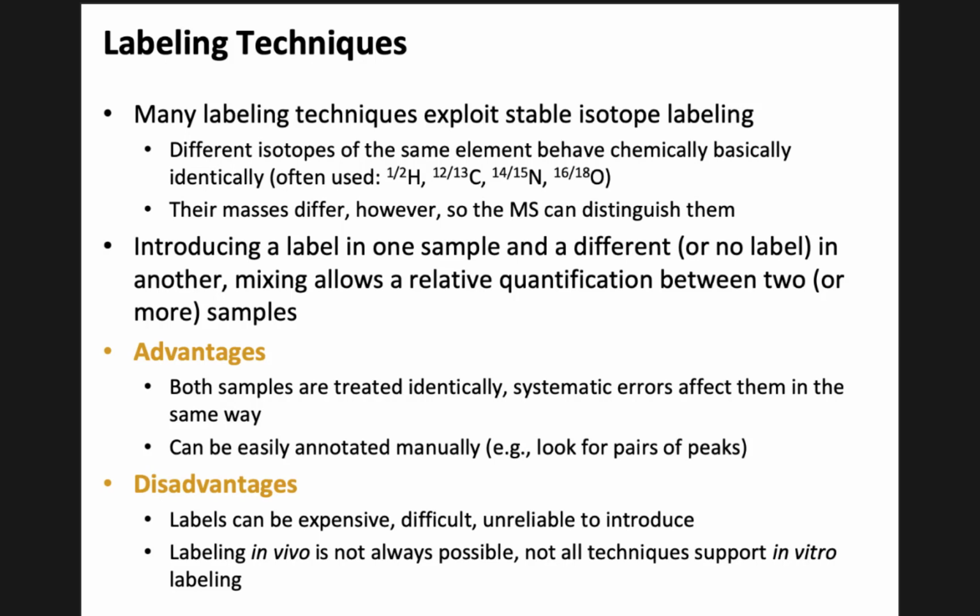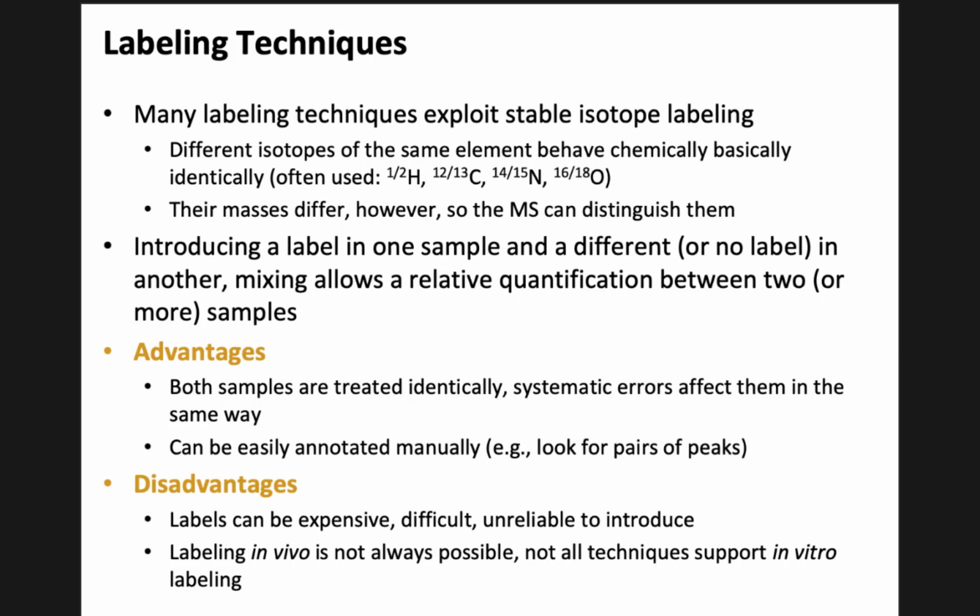Now, since our mass spectrometer can really only see mass over charge, the only way we can label things for a mass spectrometer is to change the mass. And the most convenient way to do that is actually using isotopes, stable isotopes of the same element that are basically chemically the same, but behave differently in the mass spectrometer. So if you introduce a label in one sample and no label in the other, then you can keep the same analyte in two different samples apart, because one of them will be shifted.